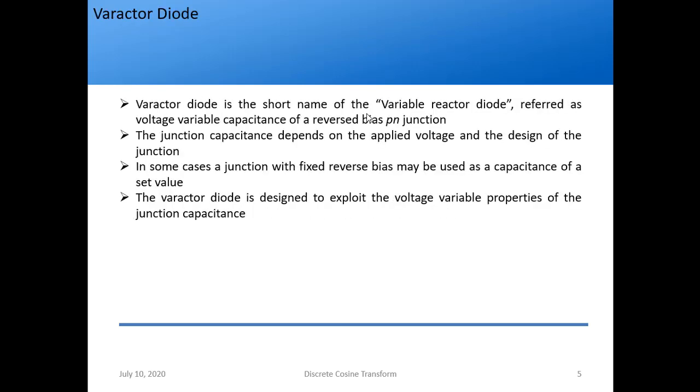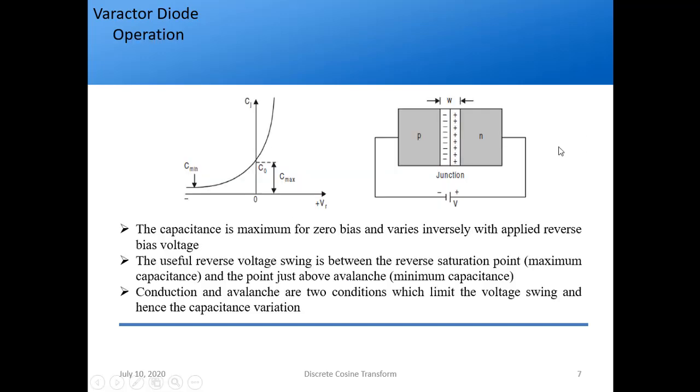The first device which we saw is the varactor diode. What is a varactor diode? It is essentially a variable reactor diode, or a voltage variable capacitance, for a reverse bias PN junction only, not a forward bias. It does not work at all in forward bias. As you see in this diagram, you have a PN junction diode separated by a depletion region of width W. P is connected to the negative terminal and N to the positive terminal, so it is a reverse bias device.